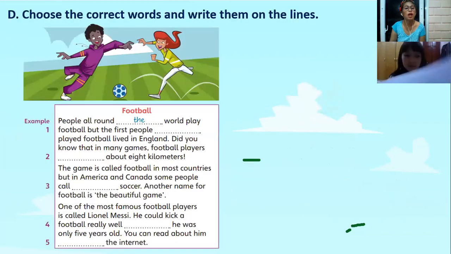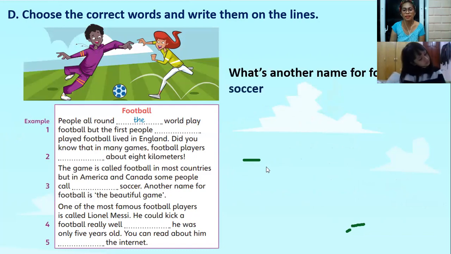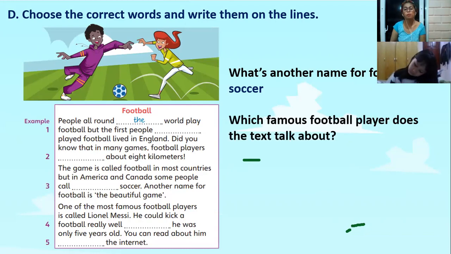Okay, here now. Look at this one. You will have to choose the correct words and write them on the line. First, you look at the picture here. What's another name for football? Soccer. Okay. Look at this one. Which famous football player does the text talk about? But before that, we will have to answer this. Can you read it, Amy? Yes. Okay.